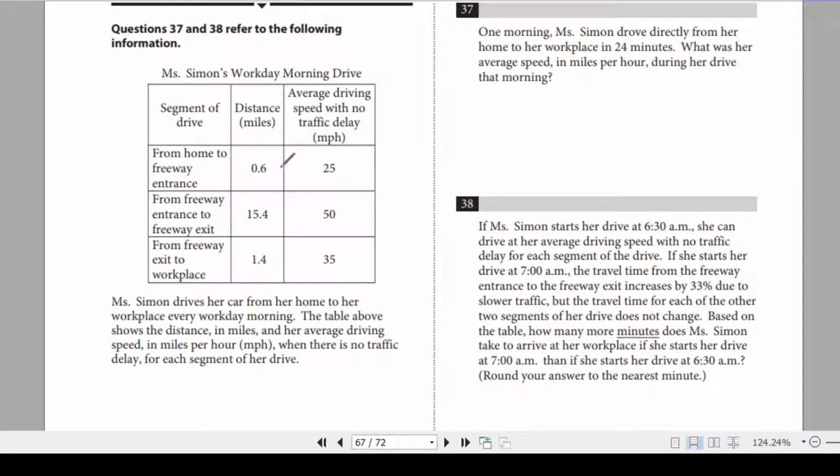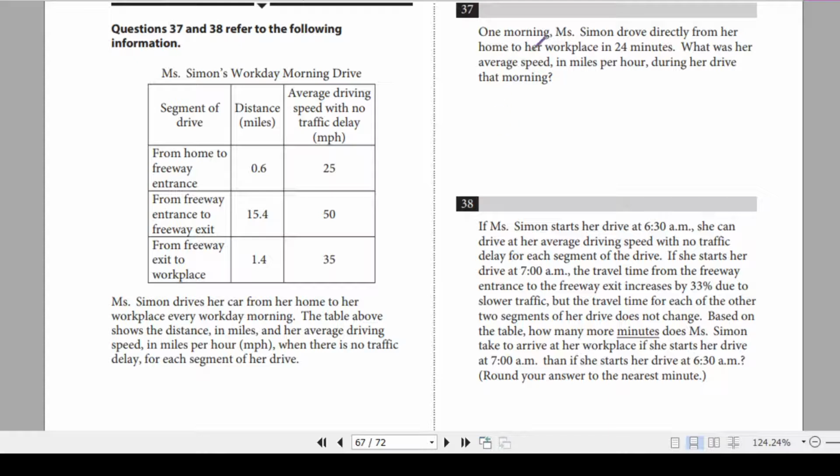So the table, you must understand what it is. From home to freeway entrance, the distance is 0.6 miles and her average speed is 25 miles per hour. From freeway entrance to freeway exit, the distance is 15.4 miles and the average speed is 50. And from freeway exit to workplace, the distance is 1.4 miles and the average speed is 35, when there is no traffic delay.